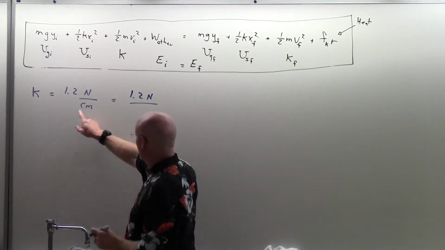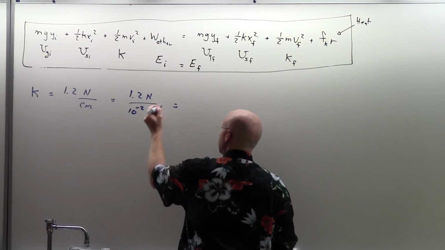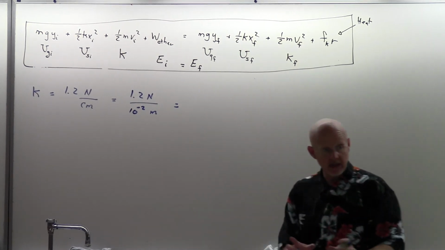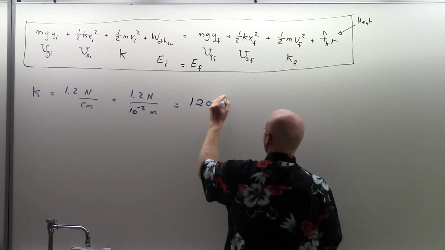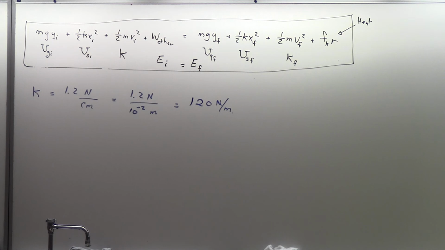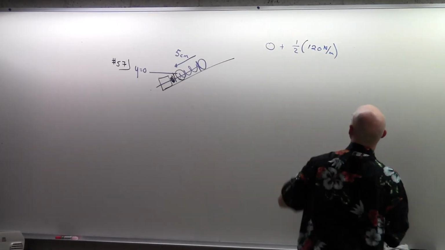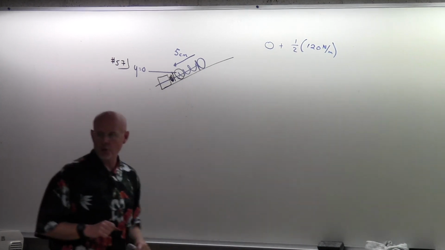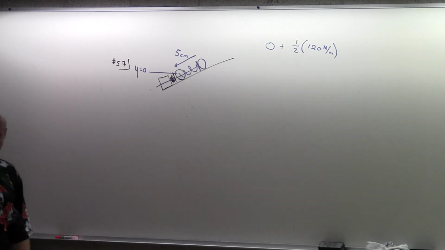Going back to chapter 1, what does centi mean? And so there's my unit conversion, right? Centi means 100th, and so that means I have 120 newtons per meter. So switching this into units of newtons per meter, I would have 120. So it's 120 newtons per meter. That's my k value. Now let's talk about that x.